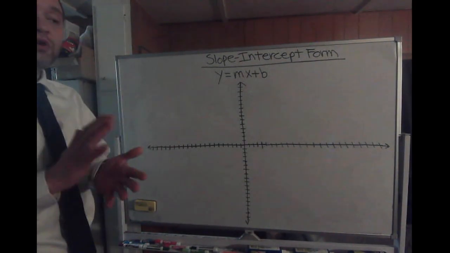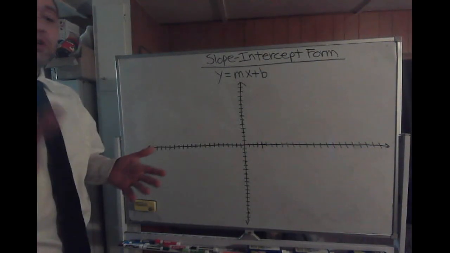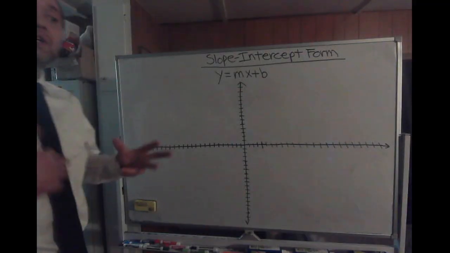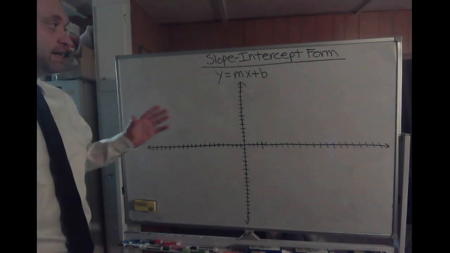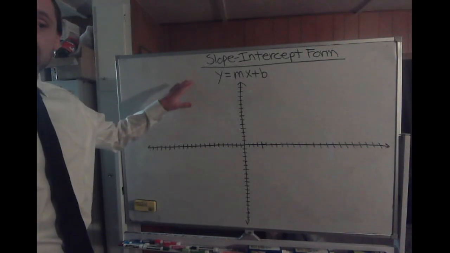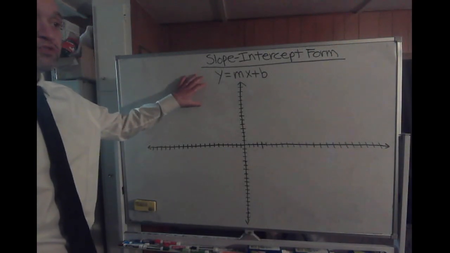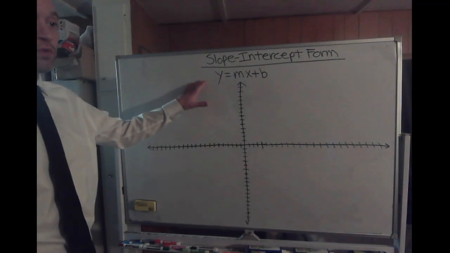So today is part 2 of linear equations and their graphs. Last lesson we talked about the standard form of a linear equation. Today we're going to talk about the slope-intercept form of an equation, which again, may seem like a review of algebra. I'm sure most, if not all of you, have seen this before.